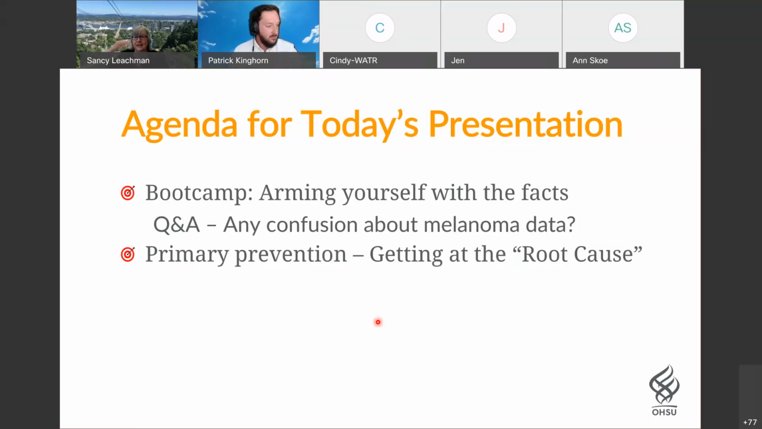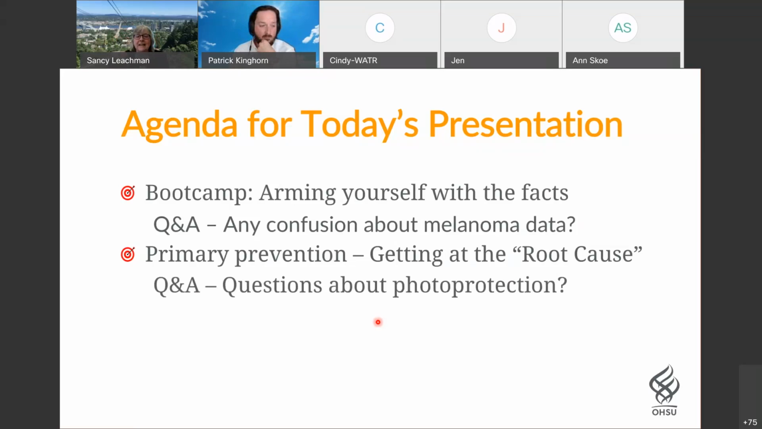Then the next section, so that's the first section. We're going to be broken into 3 sections. The second section is on primary prevention. In other words, getting at the root cause. And the root cause, the main thing that we know about currently that causes melanoma is ultraviolet light, the sun. And so we're going to have a section on that. And then we'll have another question and answer session on photoprotection. And so you can ask all your questions about that.